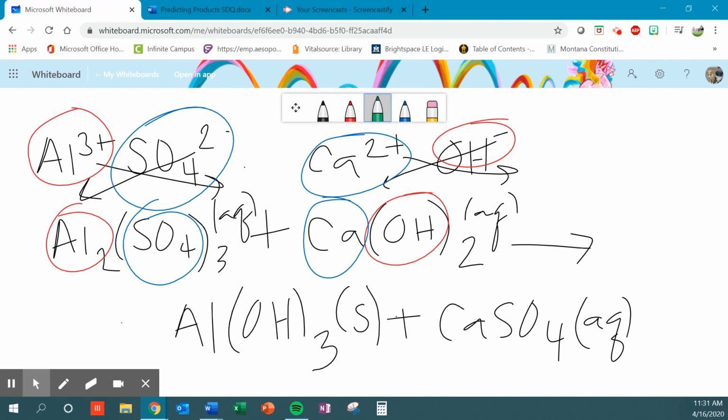And if we balance this, then we need to be able to throw a 2 in front of here to balance our aluminums. And then we need to throw a 3 in front of here to balance our sulfurs. And then we need to throw a 3 in front of there to balance our calciums. And it looks like we are totally balanced then because our sulfates are balanced, our calciums are balanced, our hydroxides are balanced, and our aluminums are balanced. So this will be a really interesting test for you to work through.